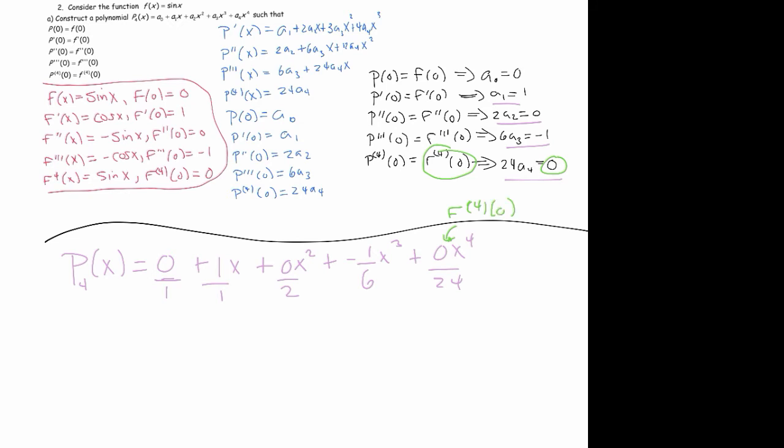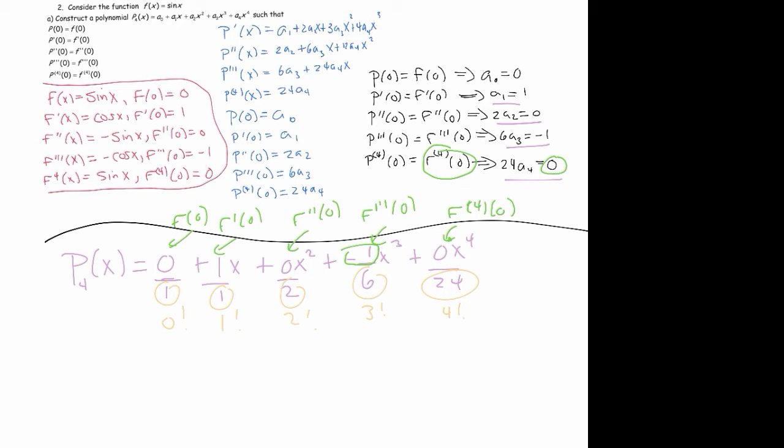And similarly, this negative 1 here is just the third derivative of f at 0. The second derivative of f at 0. The first derivative of f at 0. And that's just f of 0. And, as before, this 24 is our 4 factorial, 3 factorial, 2 factorial, 1 factorial, and 0 factorial.